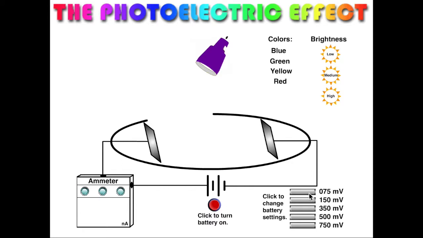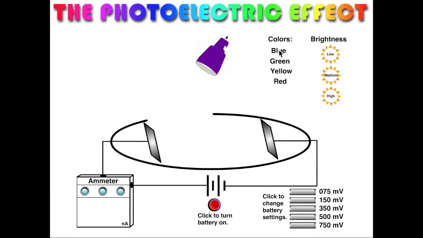We can set the battery to 5 different voltages. For the light source we have 4 different colors: blue, green, yellow, and red. We can set the brightness of each color from low to medium to high. This plate is connected to the negative pole of the battery, and the other is connected to the positive pole of the battery.